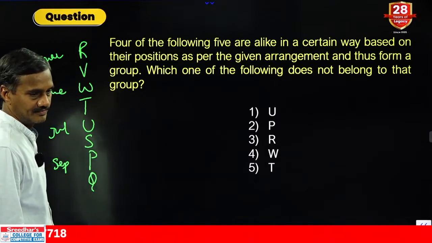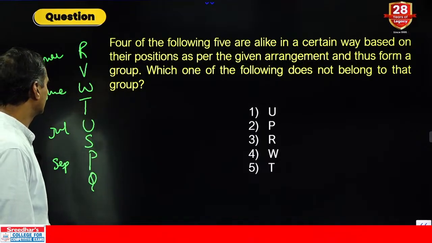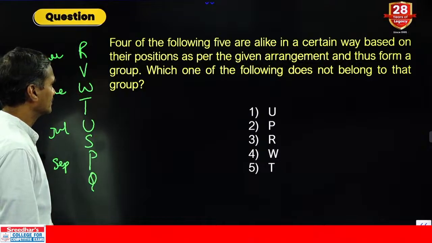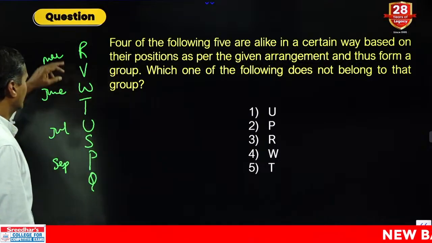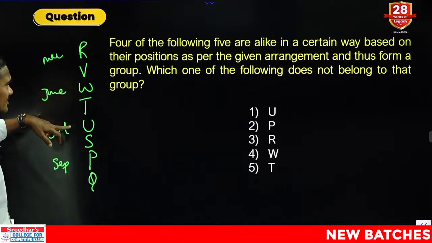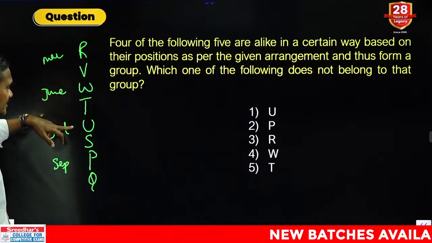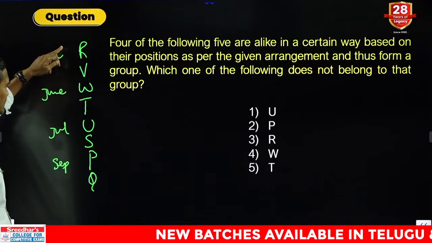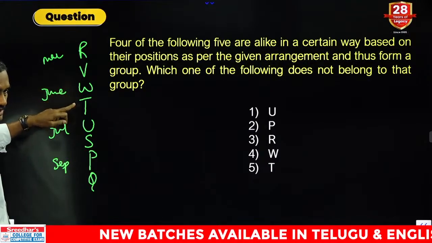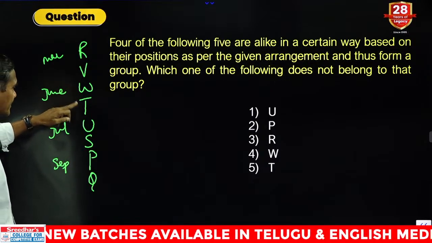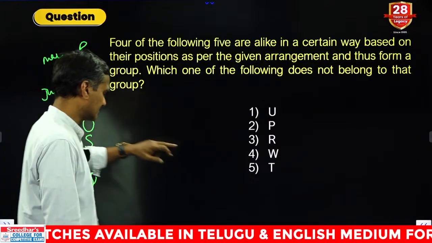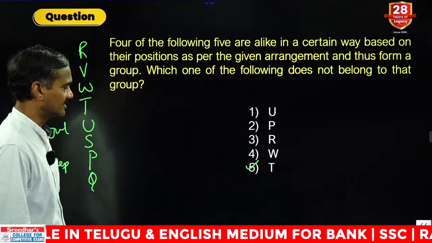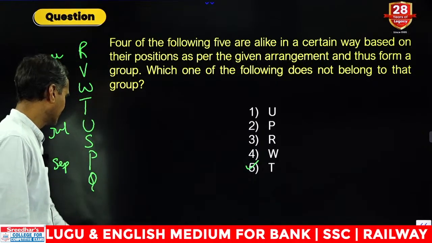And which 4 out of the following means odd one out. Now in this odd one out, U was born on 17th, isn't it? U was born on 17th, P was born on 17th, R was born on 17th, and W was born on 17th, and T was born on 22nd, except choice 5. And the remaining persons were born on 17th. Clear? T is the answer.